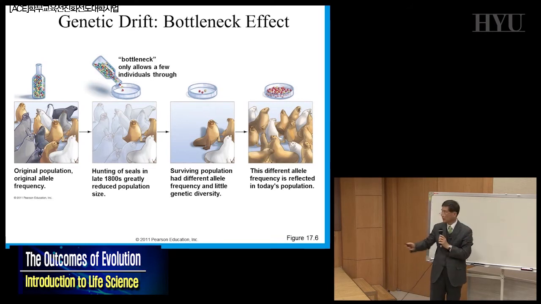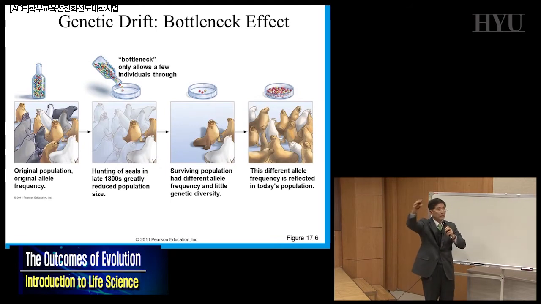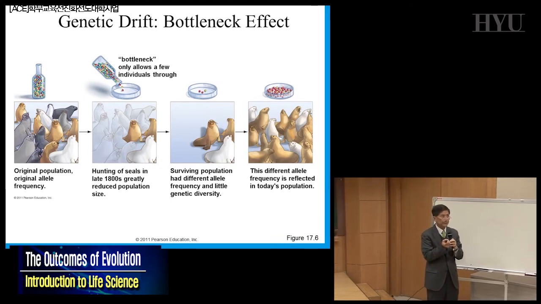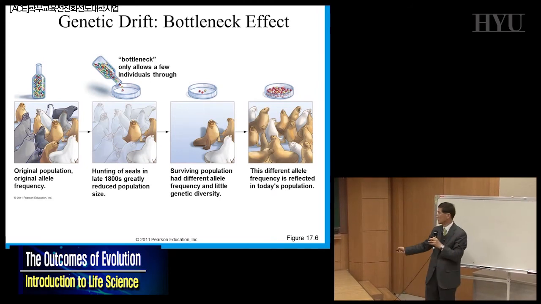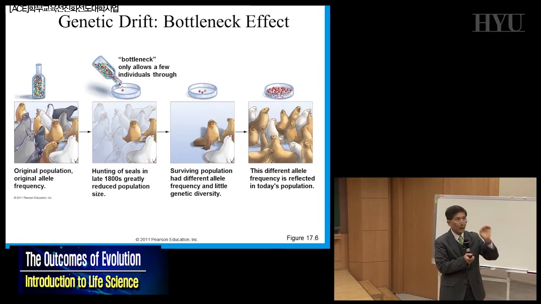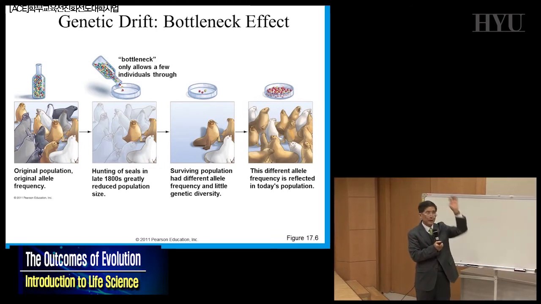So what happened is, we don't know, but probably the original population had many different alleles, many different colors. But they killed all of them, and only a few were left. And they started to breed, and then the allele frequency was very different from the original one. Only a few alleles are there. So it's called the bottleneck effect. The bigger one is called genetic drift.